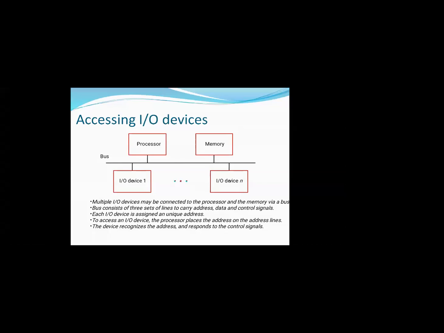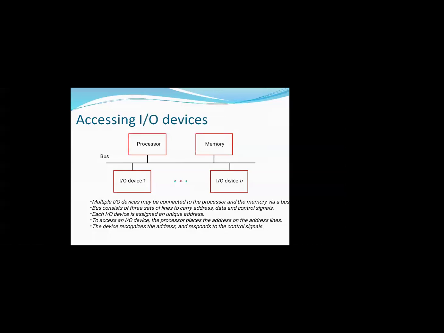In the figure we have connected IO device 1, that is an input output device. Multiple IO devices may be connected, because in the computer we have to connect the keyboard, mouse, printer, speaker. Multiple IO devices may be connected to the processor and the memory via bus. The processor communicates with the memory and the IO devices through the bus.